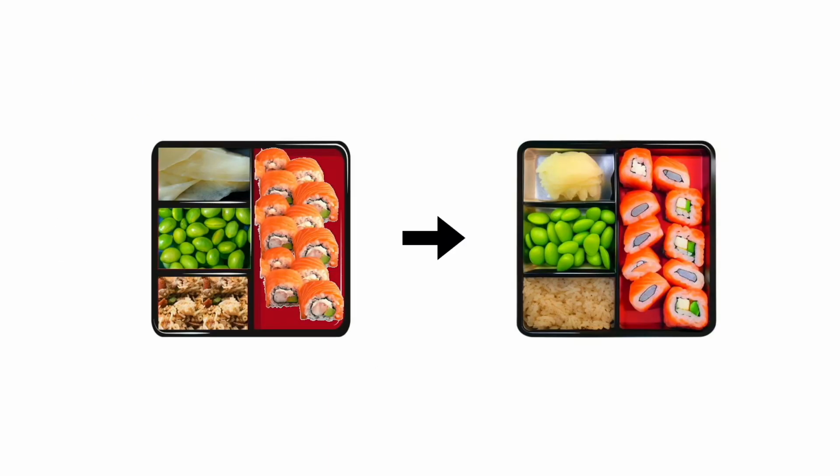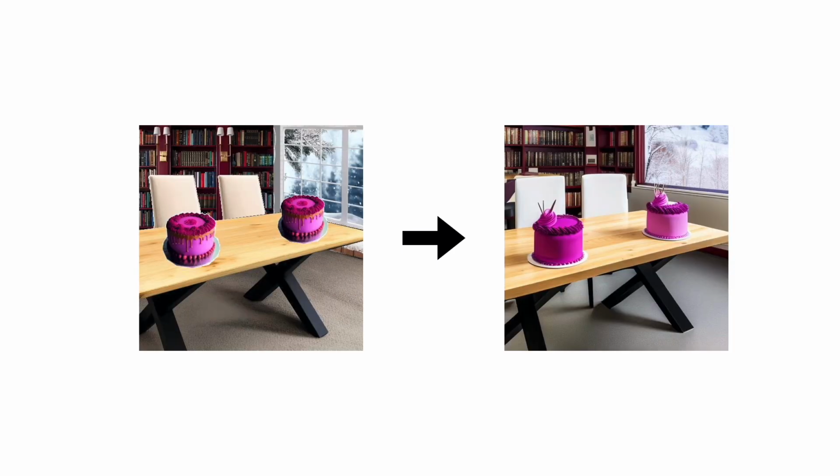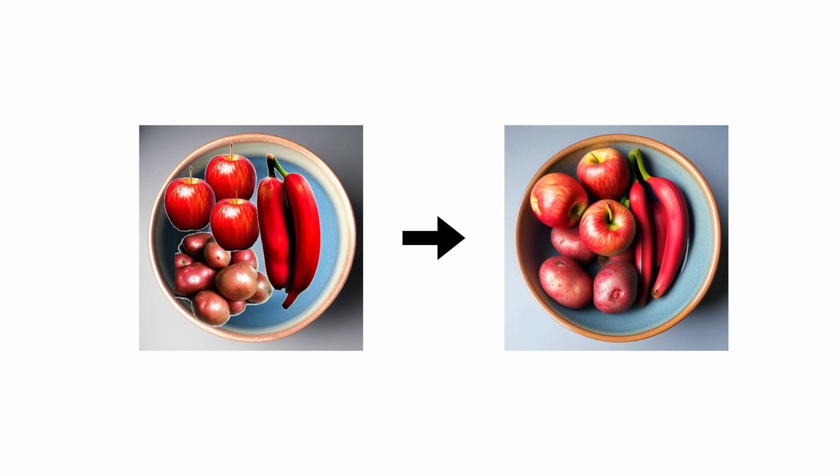Now let's look at some cool results. Here's a scene with a complicated bento box that combines 5 different layers. An indoor scene with chairs, a table, cakes, bookshelves, and a snowy window. Quite a few layers. A bowl of fruit. Here we have to accurately generate apples, red bananas, and red potatoes all in the desired locations without mixing up the objects, even though they're similar colors.